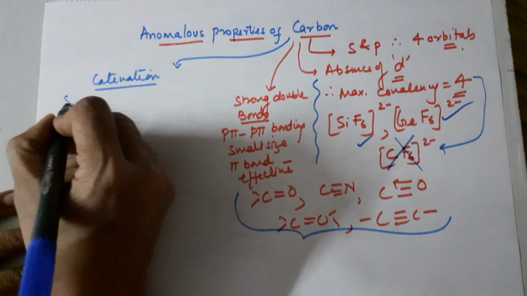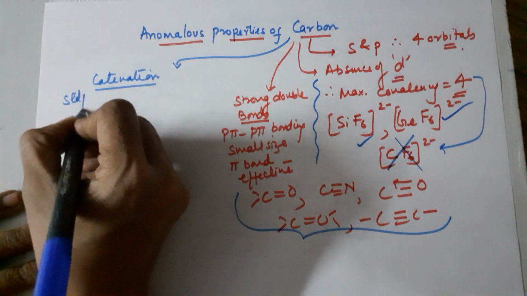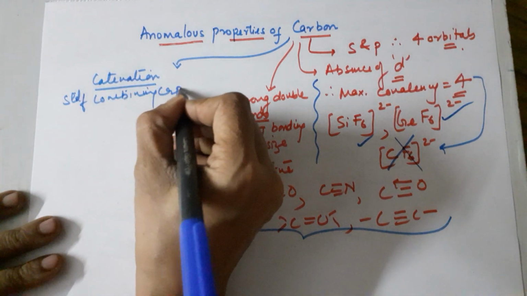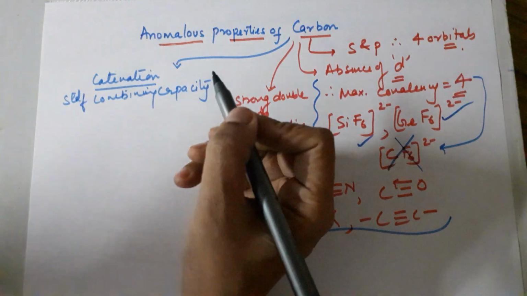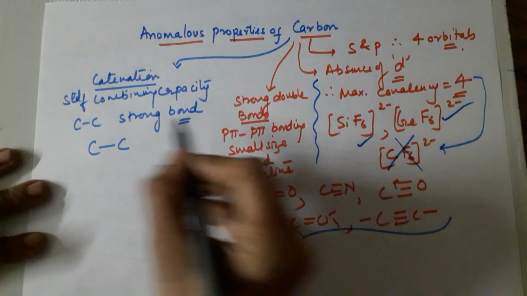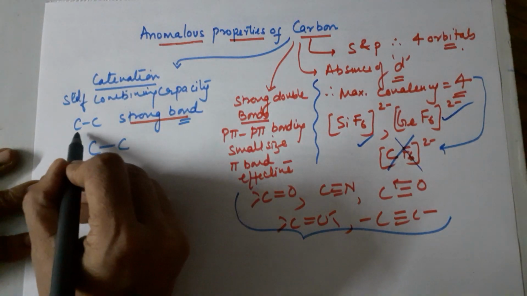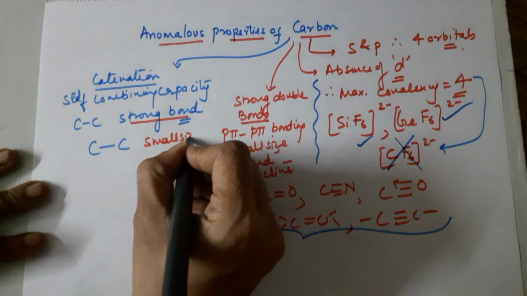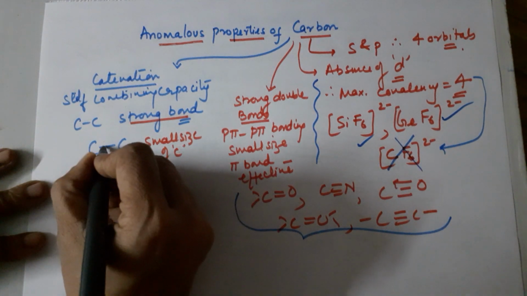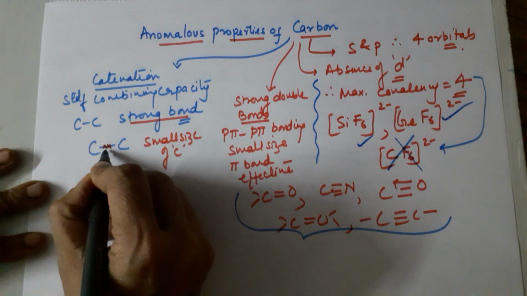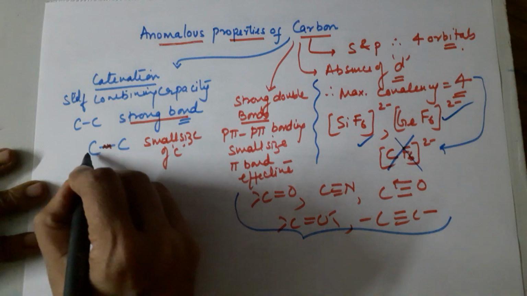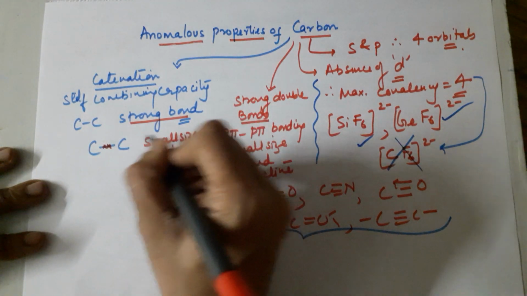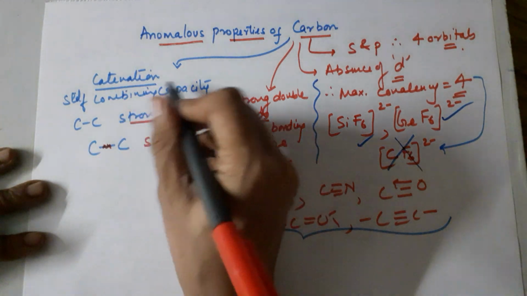What is catenation? This is the self-combining capacity, which is owing to the strong carbon-carbon bond. The reason is that due to the small size of carbon, this overlap is effective and these electron pairs are held tightly by both the nuclei. Hence, this leads to long chains, branches and ringed compounds of carbon.